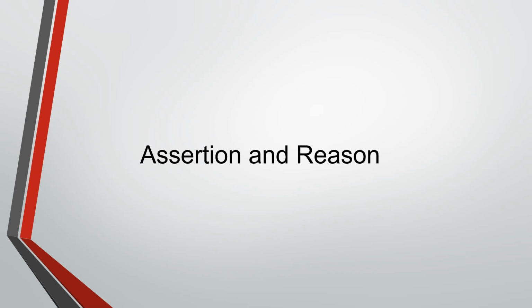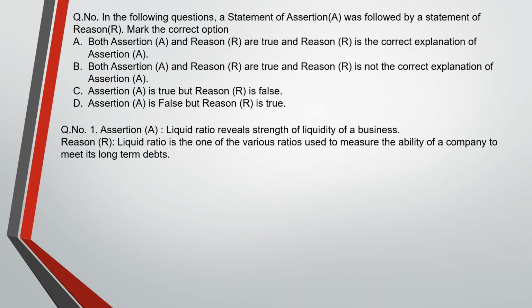Now we will go into assertion and reasoning type of question. In the following question, a statement of assertion was followed by a statement of reason. Mark the correct option. Option A, if both assertion and reason are true and reason is a correct explanation of the assertion. Option B, if both assertion and reason are true and reason is not the correct explanation of the assertion. C, assertion A is true but reason is false. And D, assertion A is false but reason is true.